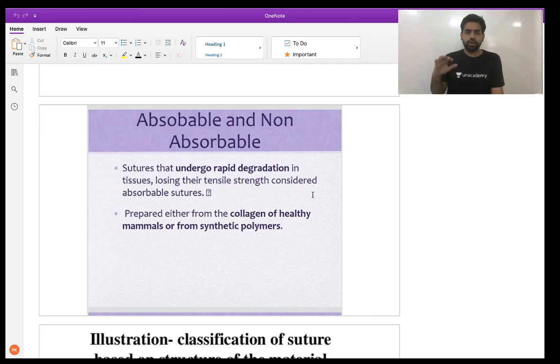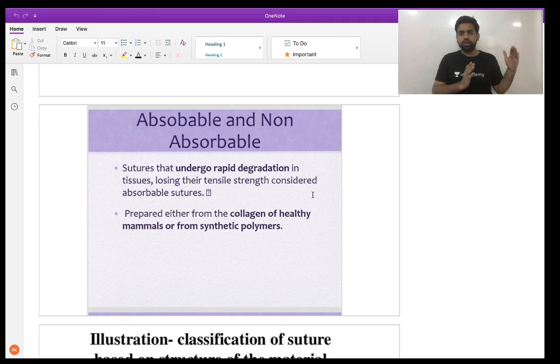What happens is a capsule forms around the suture, and that suture converts into an inert substance and stays in the body for the entire life. Now even in the absorbable suture, what do we have? We have a naturally occurring absorbable suture and a synthetic absorbable suture. This is very important. We can have an absorbable and a non-absorbable suture, and absorbable can be natural or synthetic, and a non-absorbable suture can also be natural or synthetic.